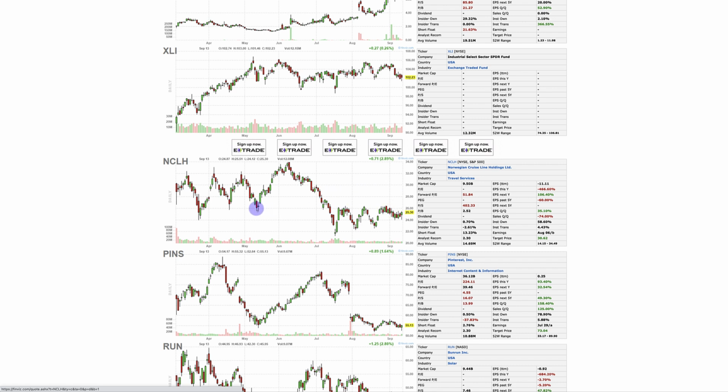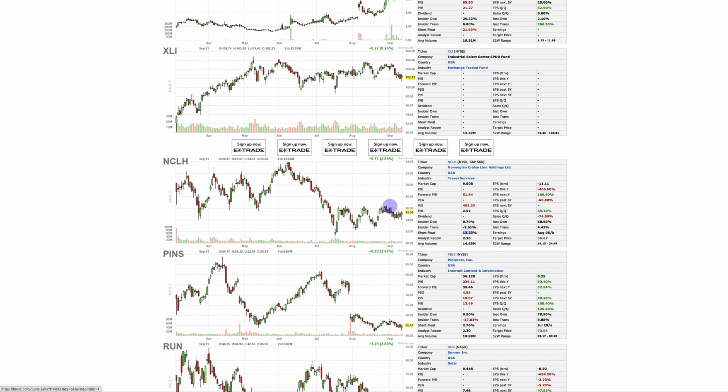Resistance, and it acts as support. So if we can get above there, we might see a squeeze higher. It's very possible. As far as the short float goes, this could be a very good play. And the reason why is because the short float, bam, is at 13.2323. So anything above 10% would be something to really watch because you can get short squeezes.